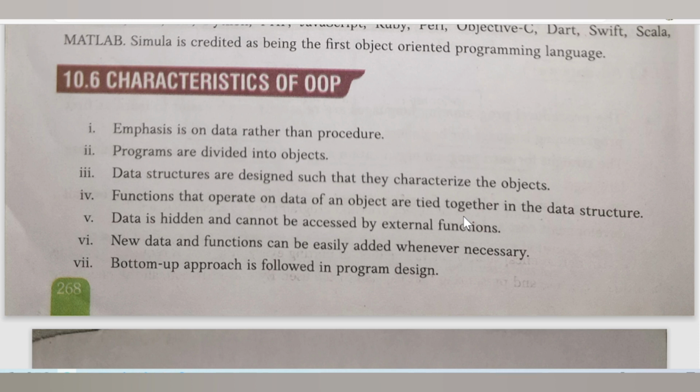Data is hidden and cannot be accessed by external functions. There we declare the data as global data, so it can be accessed by any other function, but here we hide the data, so external functions cannot easily access the data. We access the data through objects. We cannot directly access data here.